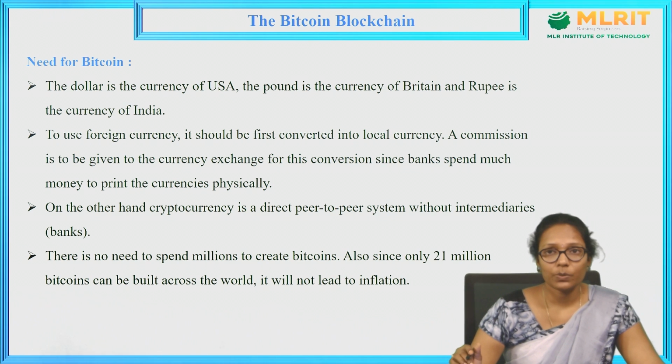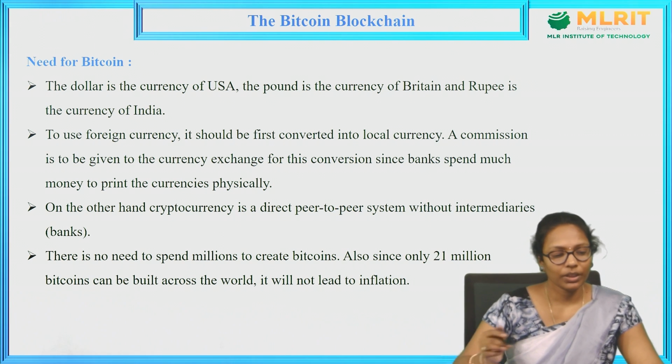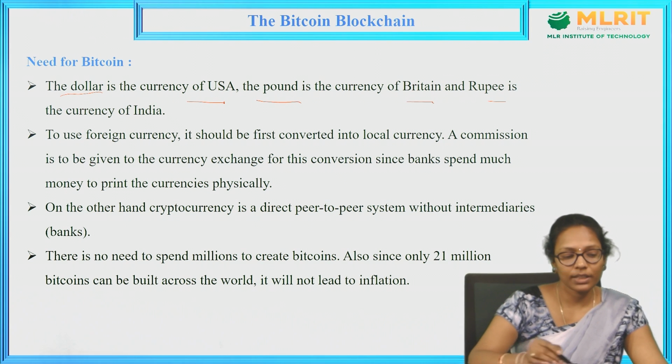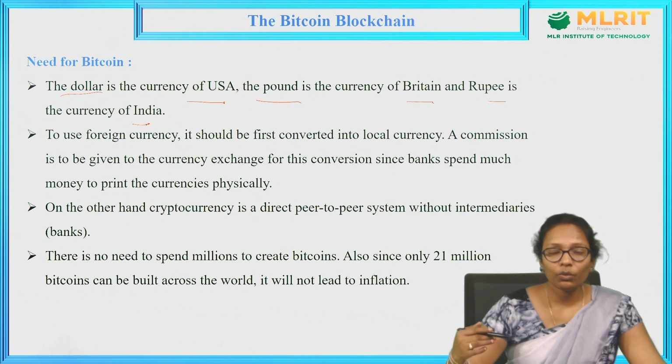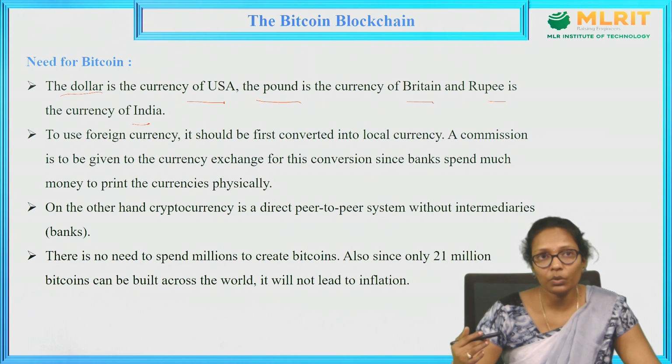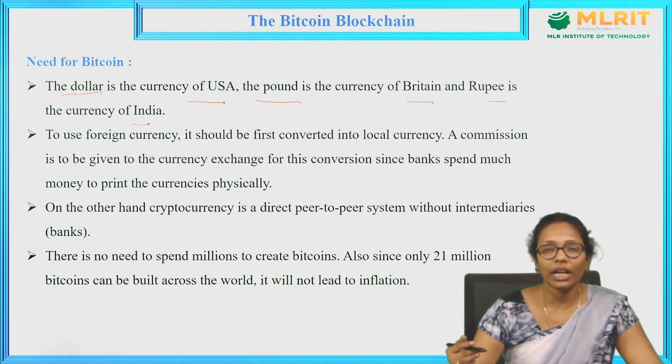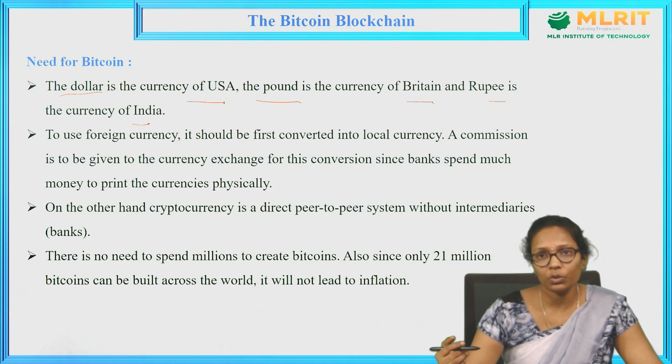So why do we need Bitcoin? As we know, the dollar is the currency of the US, the pound is the currency of Britain, and the rupee is the currency of India. Now I want to exchange money. If I want to convert US dollars into rupees, there is a process, and they will deduct some amount for that. Every country spends so much on physical currency, so to convert from one to another, we have some regulations that I need to follow, and they deduct some amount.